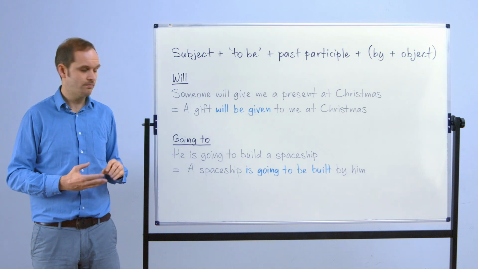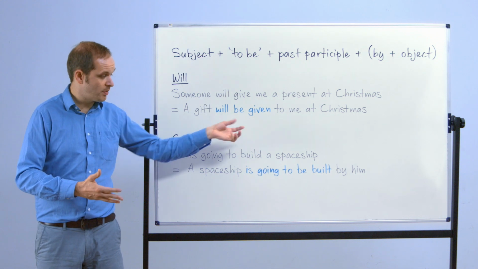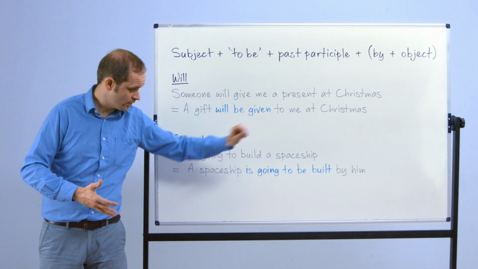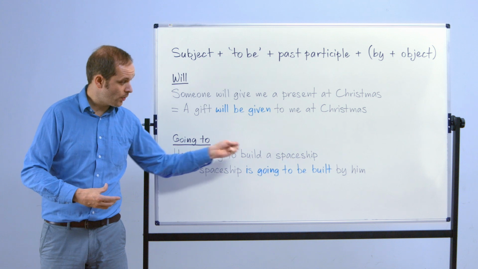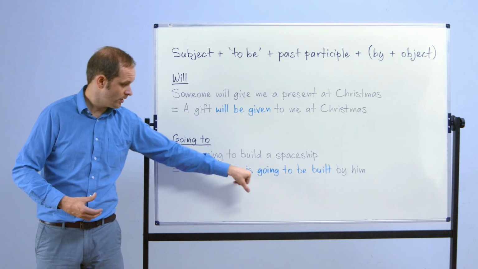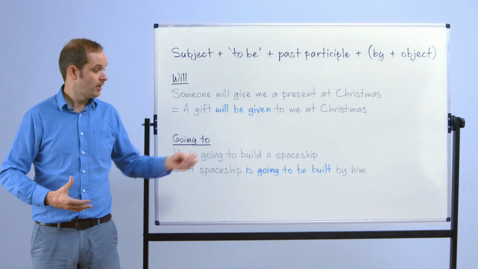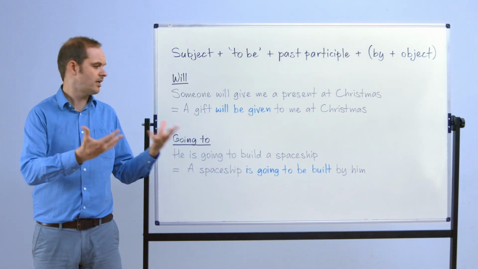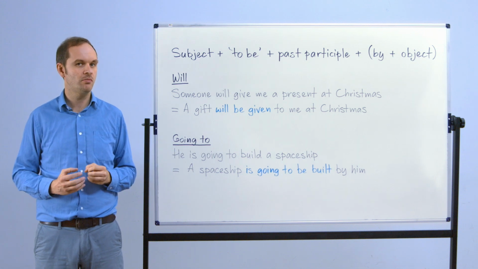This time again, the person giving the gift is not the focus of the sentence, it's not important, so we've used the passive voice. With going to, again, we've got an active sentence here. He is going to build a spaceship. So again, we take the word spaceship, focus on the process this time. A spaceship is going to be built by him. So is going, verb to be, third form of the verb, built, this time by him, because I think it is important this time to focus a little bit on who's going to build the spaceship.